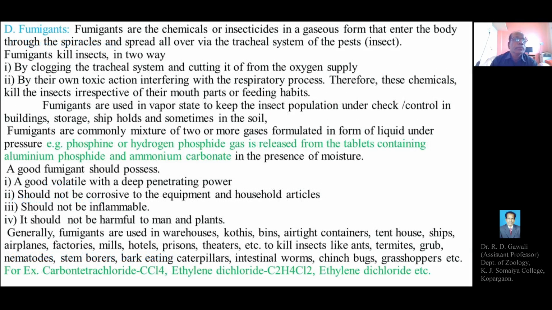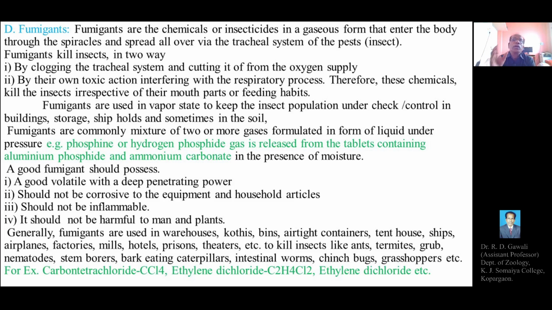Then the fourth is fumigant. Fumigants are the chemicals or insecticides which act in a gaseous form, enter the body through the spiracles, spread all over via the tracheal system of the insect pest, and then kill the insects. So fumigants are toxic chemicals or insecticides which act in the gaseous state or as vapors.